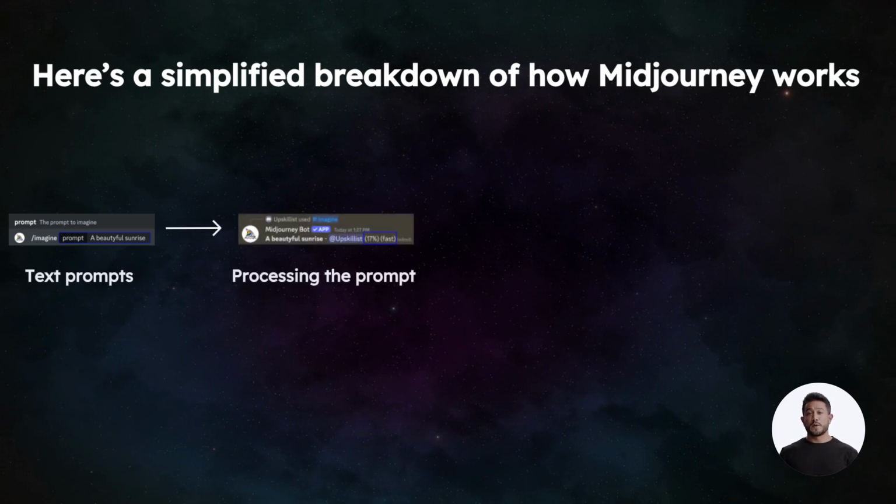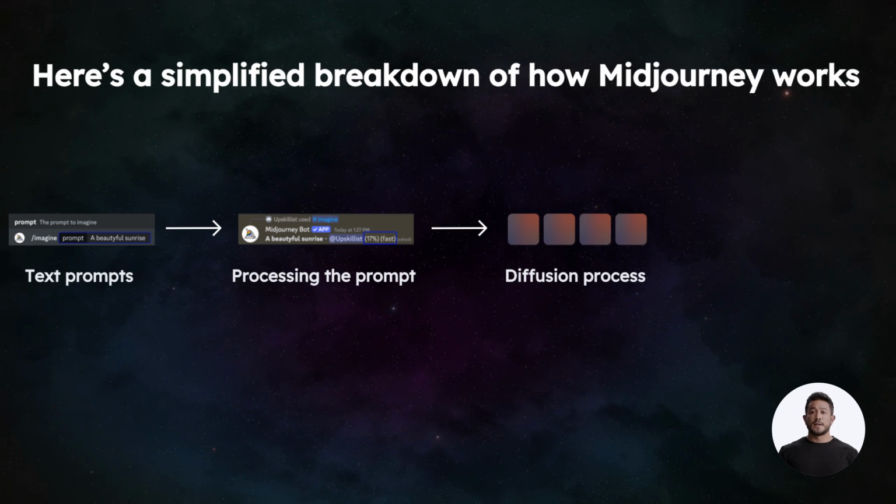Once you've given your prompt, Midjourney gets to work. It breaks down your prompt into smaller building blocks, also known as tokens. These tokens represent the key elements of your description. Diffusion process. This is where the real magic happens.